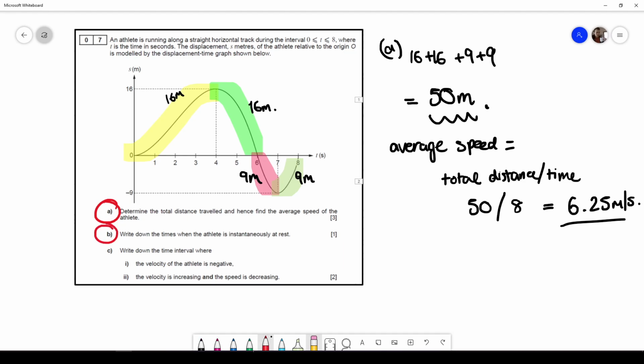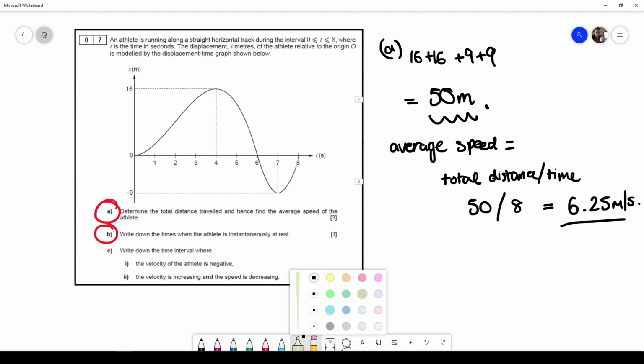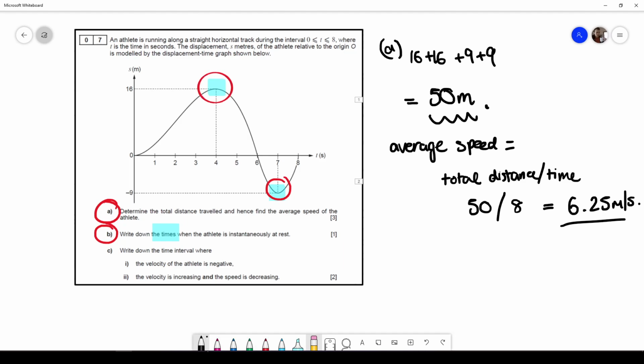For these other bits, part B, write down the times where the athlete is instantaneously at rest. Let's just clear up my diagram for a moment. When the athlete is at rest, the gradient of the graph should be completely flat, and that happens in 2 places. And it is indicated in the question, it does say times. There's one instance here at 4 seconds, and another instance here at 7 seconds. For part B, I've got t is 4 and t is 7.